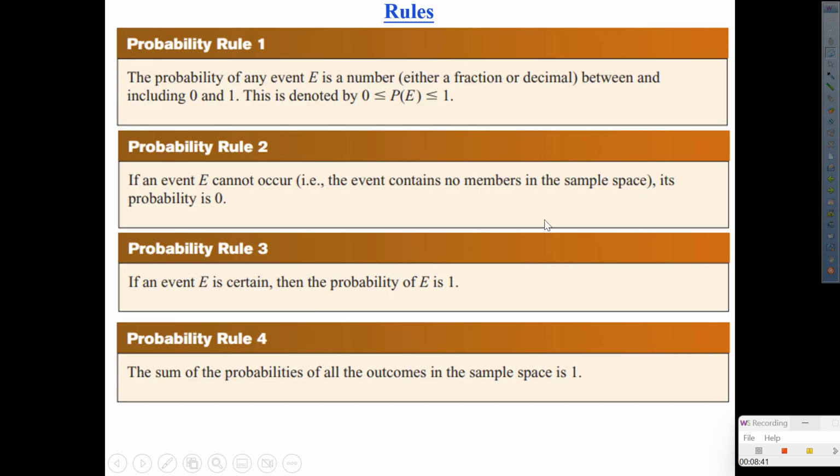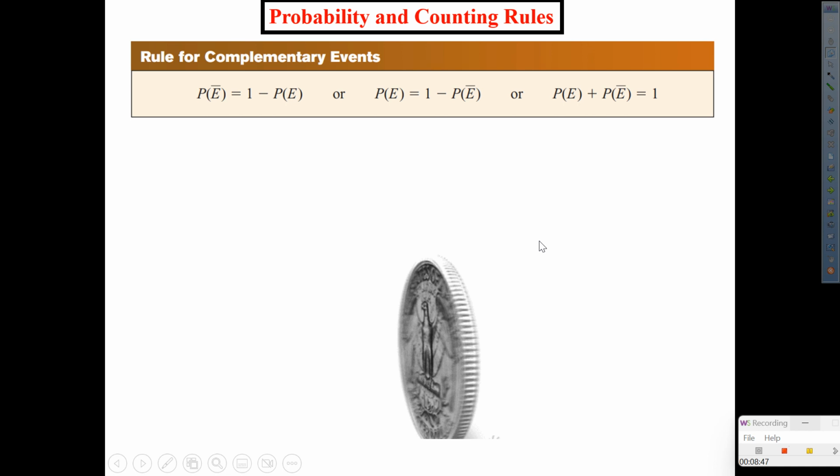And then we talked about terminology. You guys have that. We talked about probability rules. We got those. And here's another rule. Copy this one, please. It's called the Rule of Complementary Events.